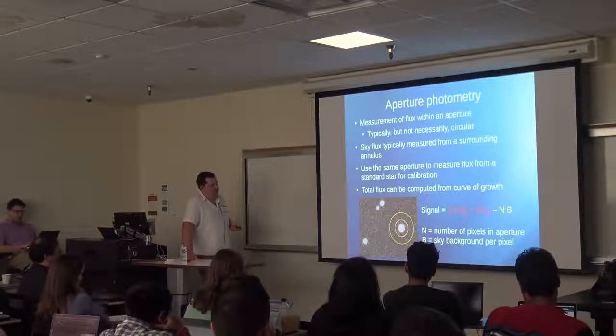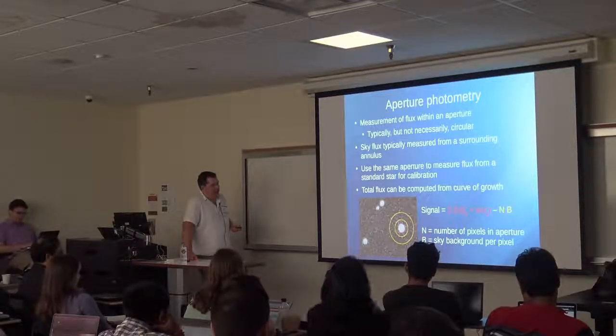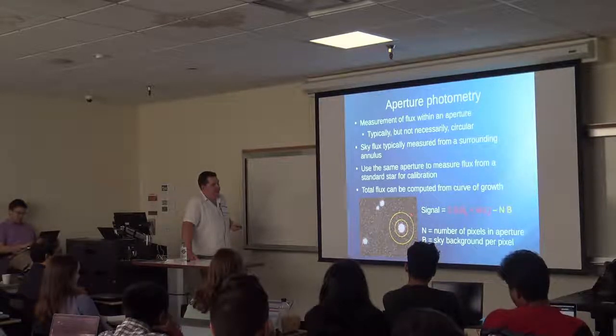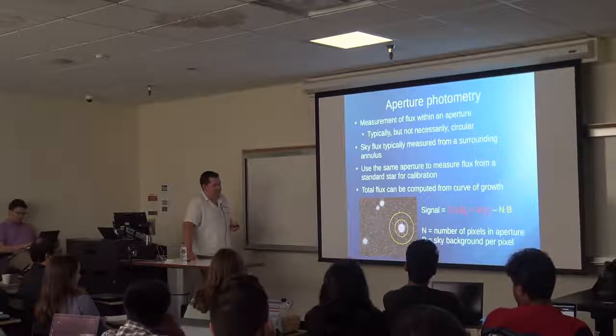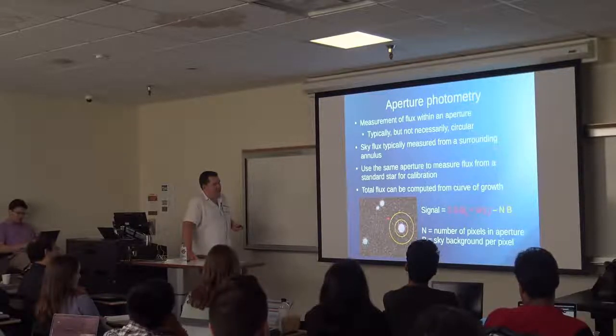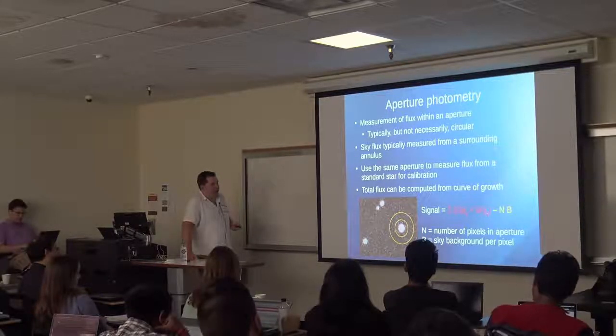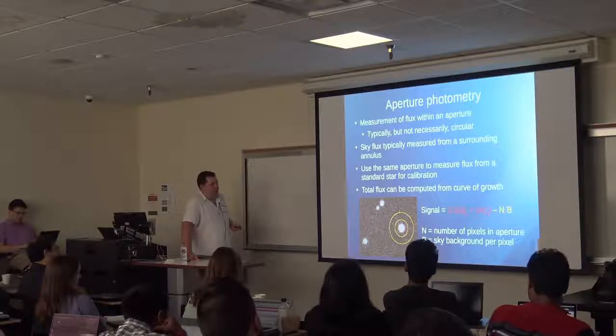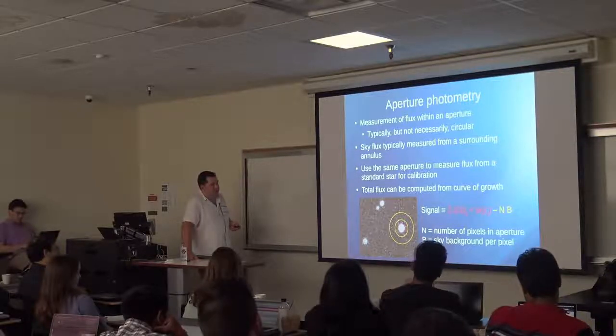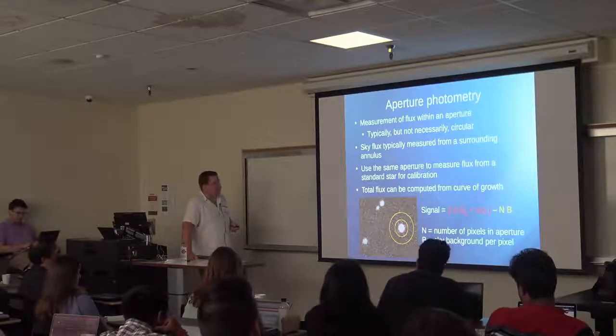Then you do the same thing for your yellow annulus. In here, you can measure a sky background per pixel. So you can count up the flux here and divide through by the number of pixels. And then once you have a measurement of the sky per pixel, you can subtract off the sky by multiplying the number of pixels in the aperture by the measurement of the sky background per pixel.